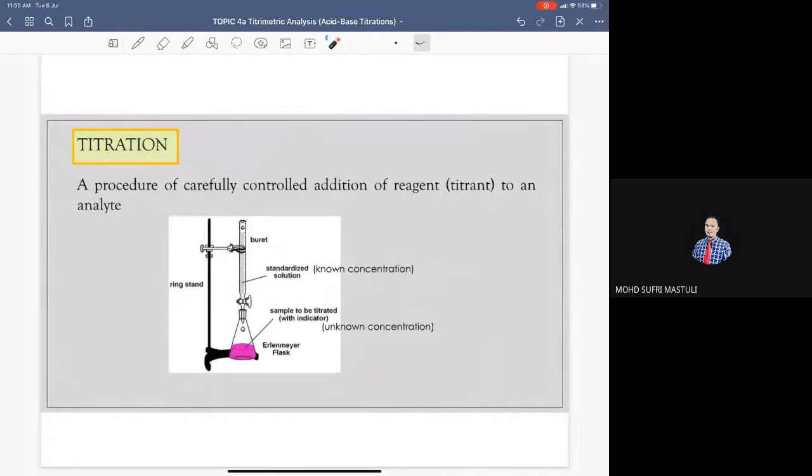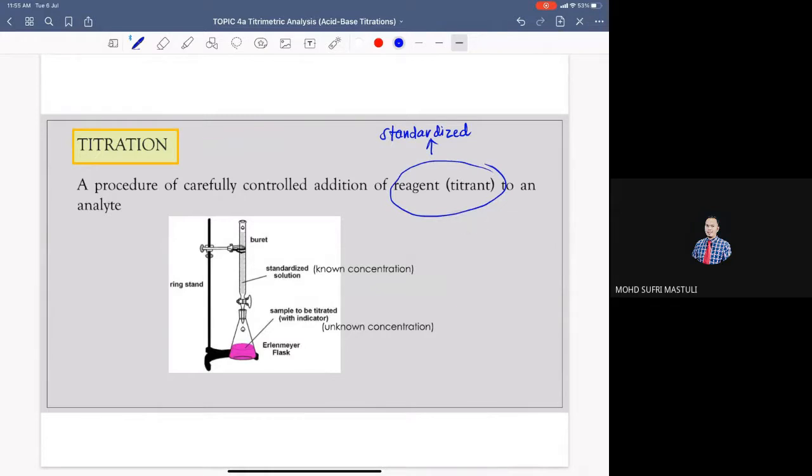Titration is a procedure of carefully controlled addition of reagent, which we call the titrant, to the analyte. The analyte is the sample whose concentration you want to know. So which one do we standardize? The titrant should be standardized first, meaning that we should know the concentration of the titrant.